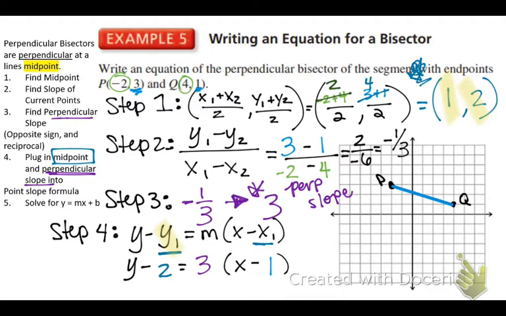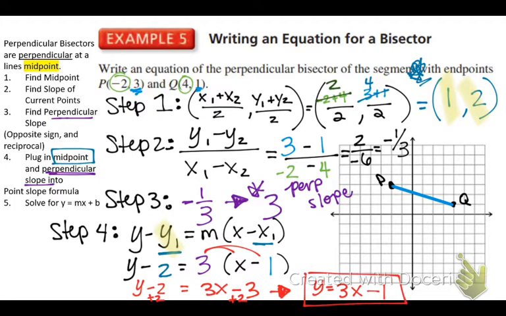We want to solve for y equals mx plus b. So what do we do first? Distribute. So we will get 3x minus 3. All right, and then what will we do next? Add 2. I know I ran out of room, but it'll be over here. Y equals 3x minus 1. That is the final answer. I'll show you what that looks like on the graph.